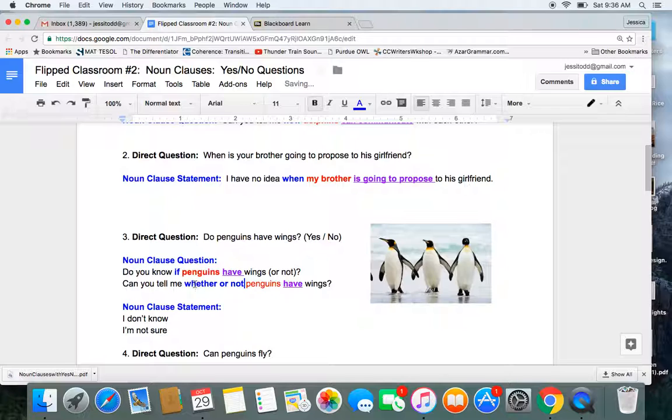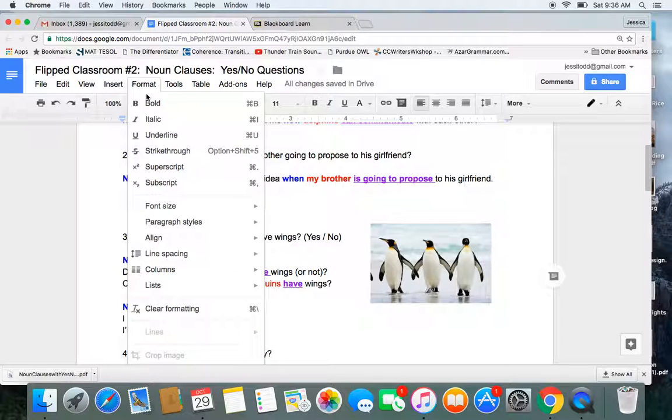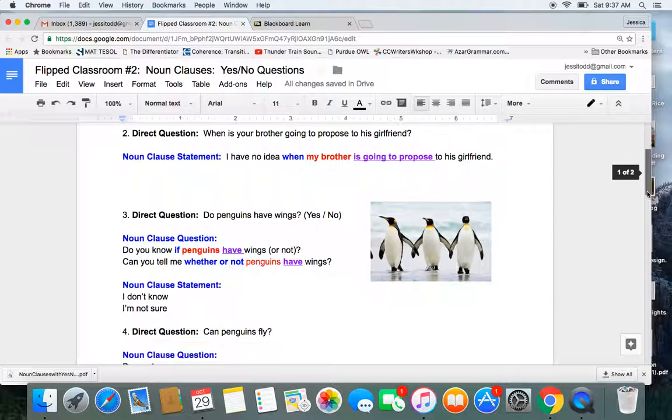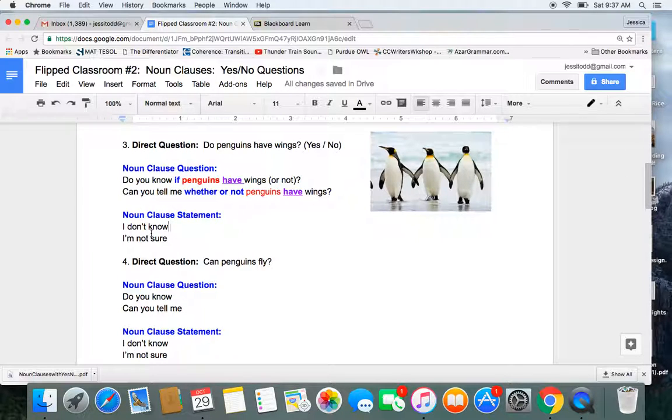Alternatively, only with whether, we could put or not right next to whether. So we could say, can you tell me whether or not penguins have wings? But with if, we cannot put or not here. Okay, this is not allowed. Okay, don't ask me why, I have no idea. English is weird. Okay, same we can do with a statement, right? We can say, I don't know if penguins have wings. Okay, I'm not sure whether or not penguins have wings.